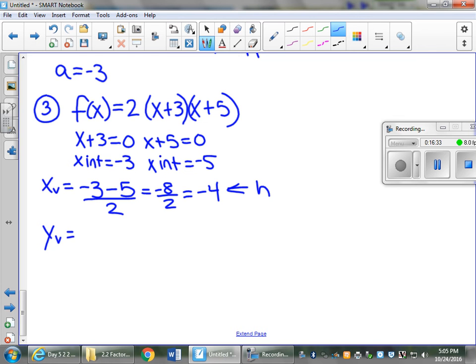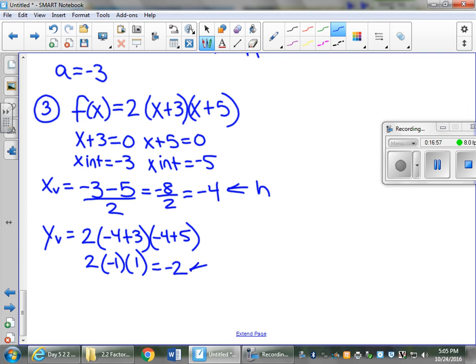Y of the vertex, sub that number in. So 2 times (-4 plus 3) times (-4 plus 5). Combine in your parentheses, you'll get -1 and +1. Remember, those three numbers are being multiplied, not added or subtracted. And 2 times -1 times +1 is -2. That is your k. A value, same rule, doesn't change, so my a value is a 2.